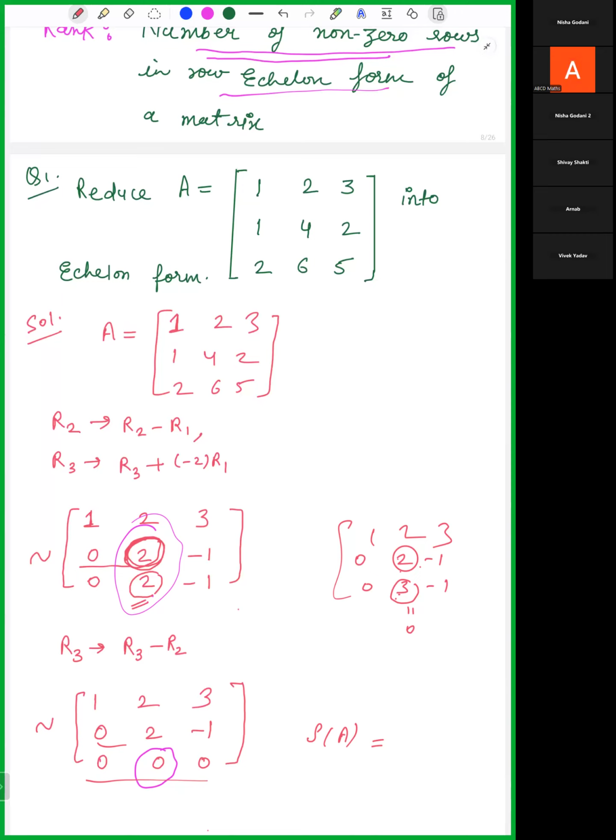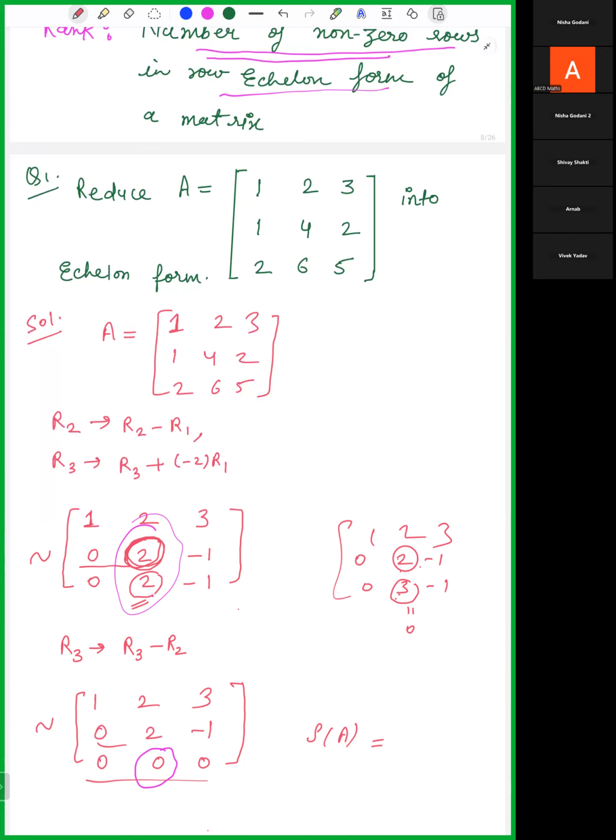Yes, 2. Why 2? Let's say Sainam is saying 5. Shiva, why 5? Let's say if we had 3 in the third row, we would have made the 2 in row 2 as 1. Then we would do R3 minus 3R2. Yes, good. Is it like that? Yes, Ainam. Absolutely correct.